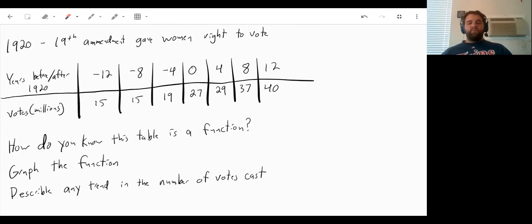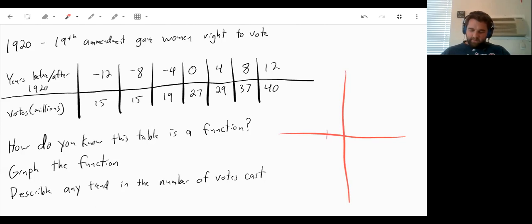The next thing we have to do is graph the function. So I'll just do a quick little graph over here to the side, and I'll make my x values go by 4. So we'll have -4, -8, -12. I'll label that so I remember, and then 4, 8, 12. Then on the y-axis, we go from 15 up to 40. So I'll just go by tens. So 10, 20, 30, 40.